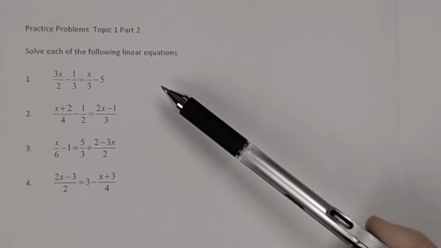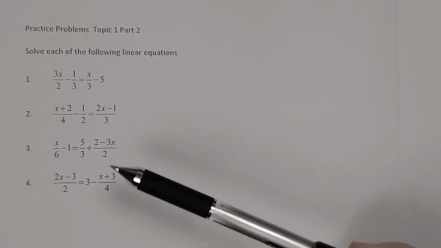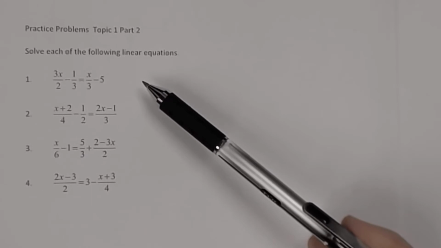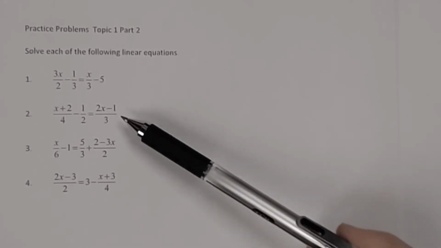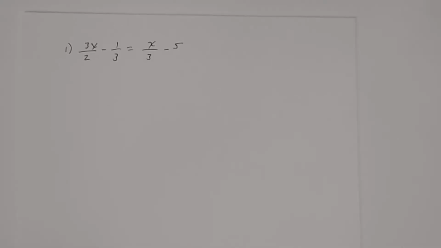These are practice problems for topic 1, part 2, and in these practice problems you have 4 linear equations, but you notice that these linear equations all have fractions involved. So we're going to look at how to solve these linear equations when there are fractions involved. Okay, so let's look at number 1.